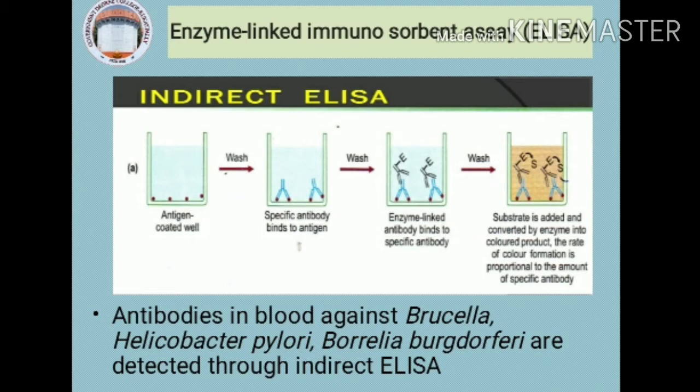If the individual is suffering from infection, antibodies bind to antigen, and anti-human immunoglobulin antibody enzyme conjugate will bind. If substrate is added, substrate is converted to a colorful product by the enzyme. Color formation indicates a positive test. By using indirect ELISA, antibodies formed against Brucella, Helicobacter pylori, Borrelia burgdorferi infections are detected.